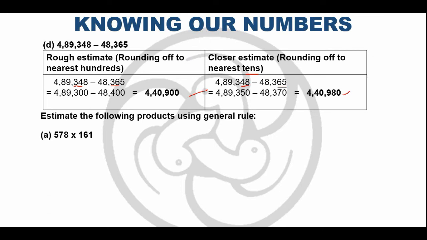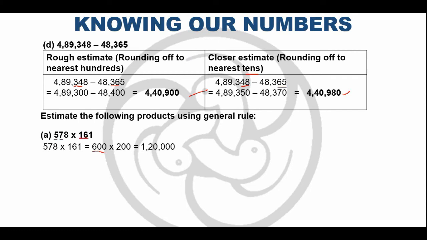So next, you are going to find the estimate for the product. Product means multiplication. So the first one is 578 into 161. So you have to round off to the nearest 100. So what is in the position of 100? 5. You have to look at the right side number, that is 7. It is greater than 5. That means you have to add 1 to the place value of 100. So it will become 600.